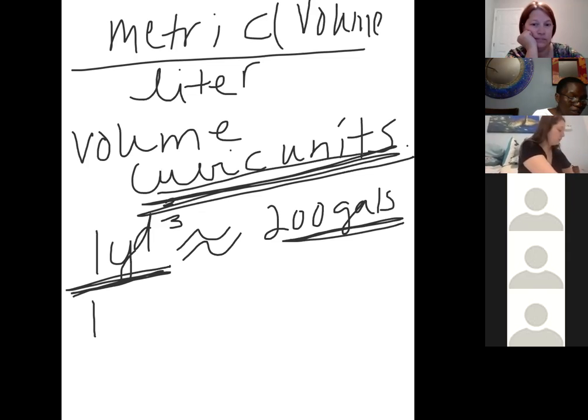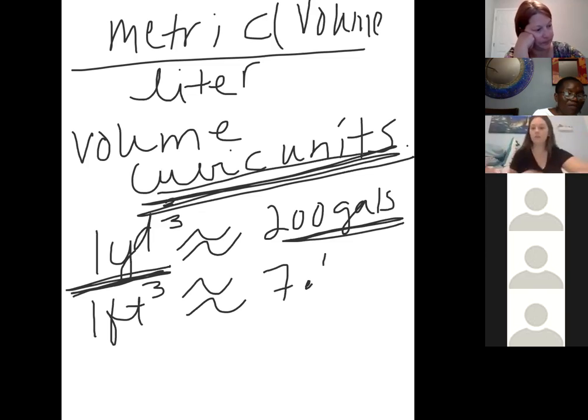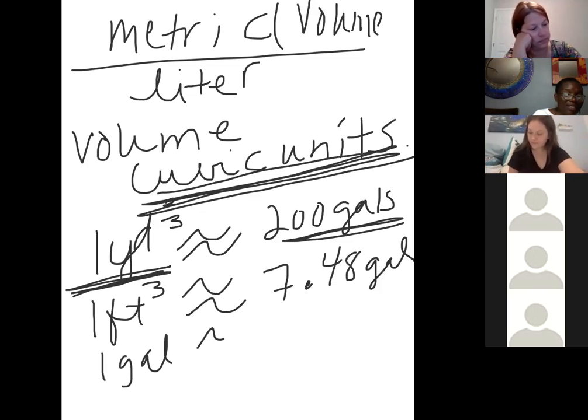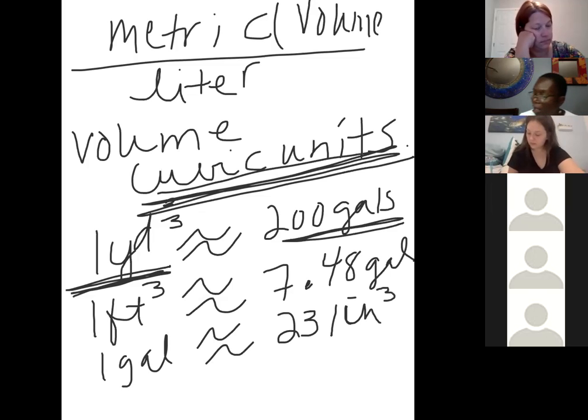Now, next, 1 cubic foot is approximately 7.48 gallons, guys. And then last but not least, 1 gallon is approximately 231 cubic inches. By the way, this one right here is not included on the conversion sheet, but this is in my math lab. All right, guys, so let me do a couple of examples with this.